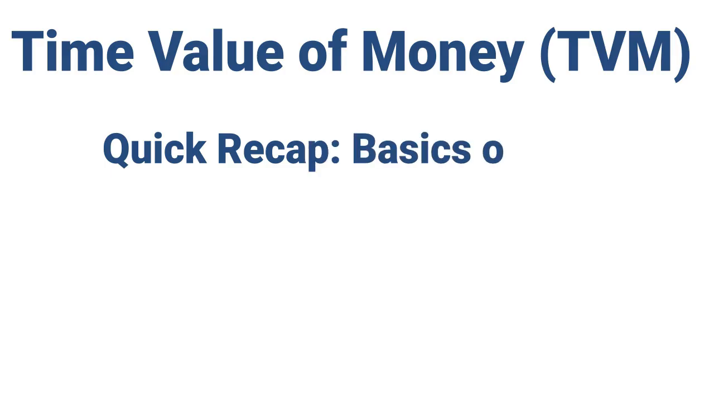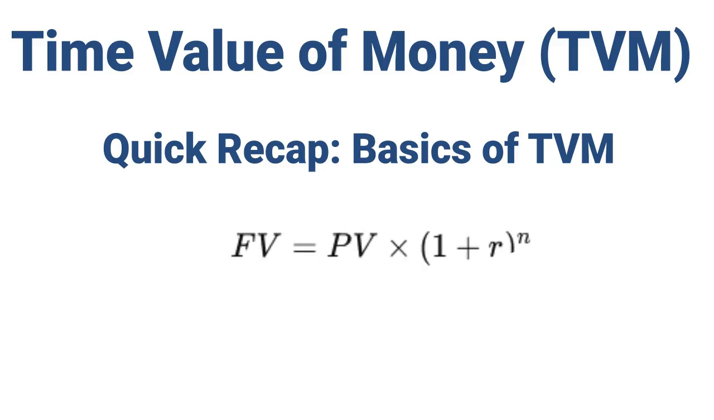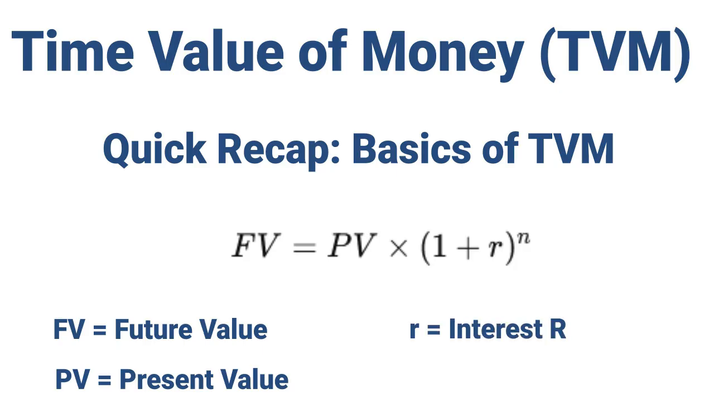Quick recap, the basics of TVM. At the core of TVM, the main idea is that money today is worth more than the same amount in the future due to its potential to earn interest. The basic formula to calculate the future value, FV, of a sum of money is future value equals present value times 1 plus the interest rate raised to the power of the number of periods. In symbols, FV equals PV times (1 plus R) raised to the power of N, where FV is the future value, PV is the present value, R is the interest rate per period, N is the number of periods.